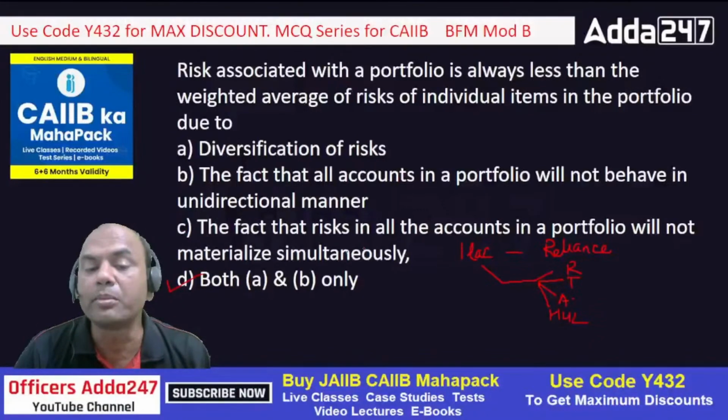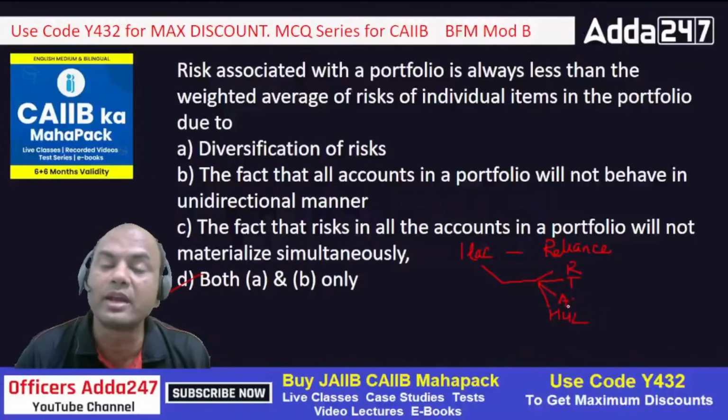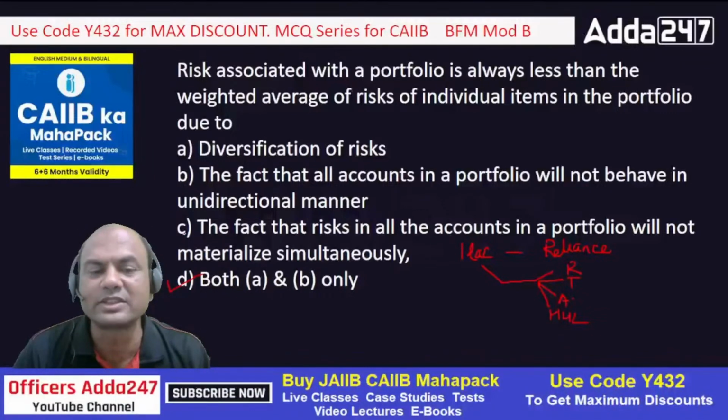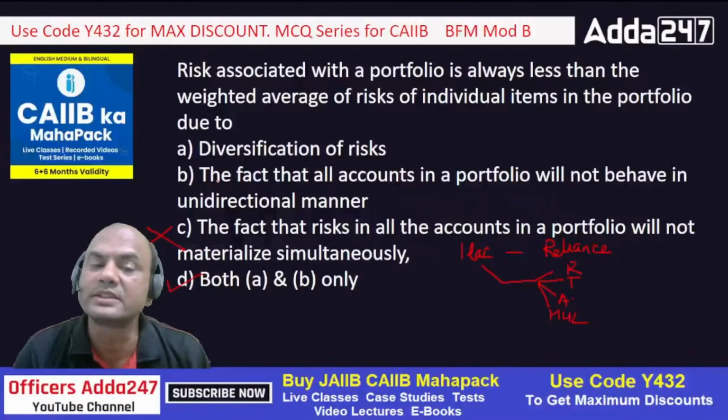Because "will not materialize simultaneously" means what? It means that all the stocks will not come to you for payment. It never happens in stock. This is obviously not the feature of any portfolio management. Only A and B are the answers over here.